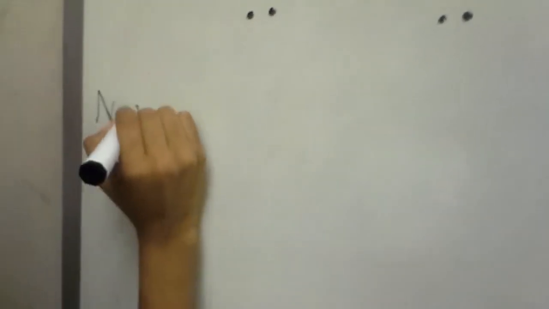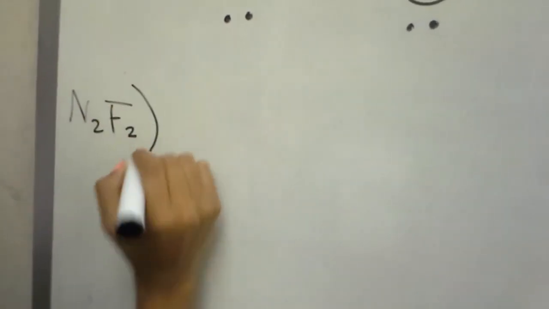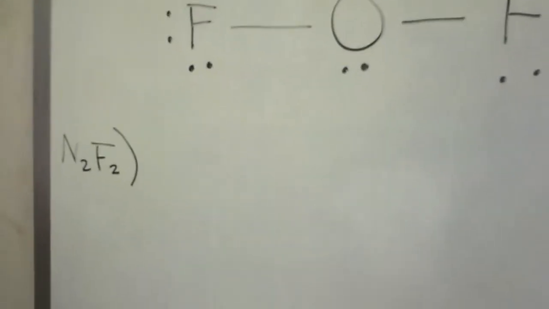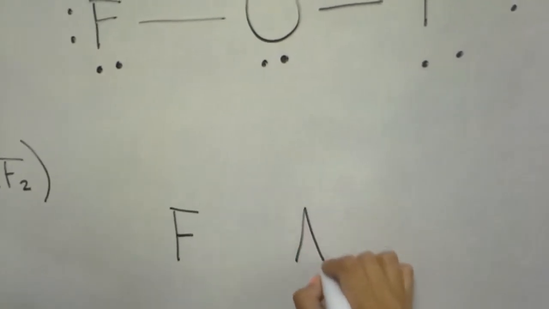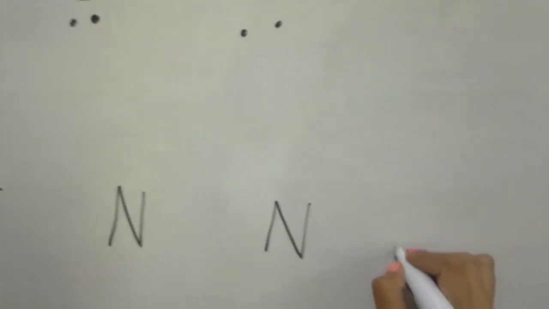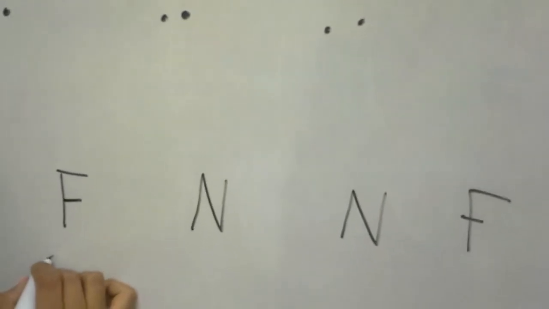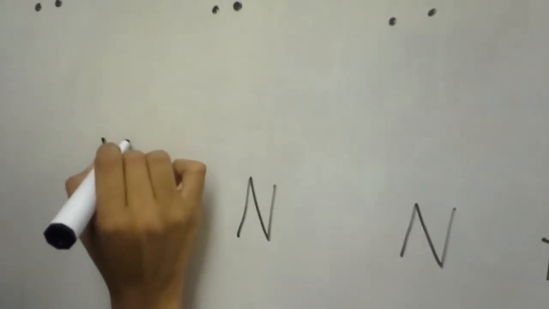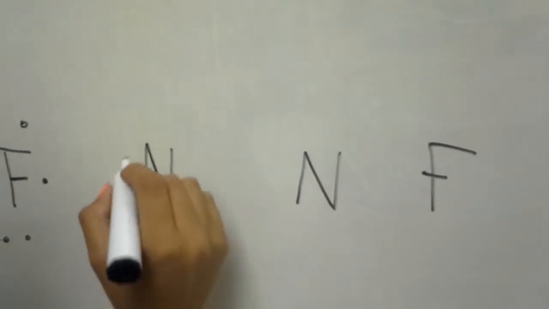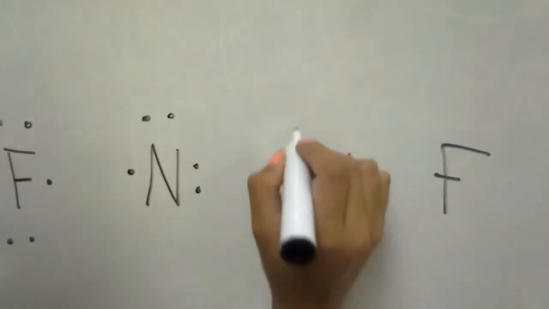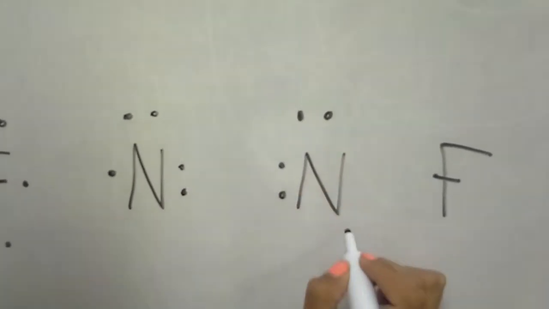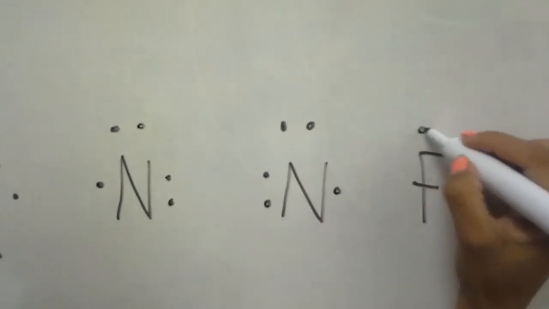For N2F2, same process. You write down the symbol for each of your elements in the molecule. So you have 2 fluorines, 2 nitrogens. You draw your valence electrons. 7 for fluorine, 5 for nitrogen, and fluorine.